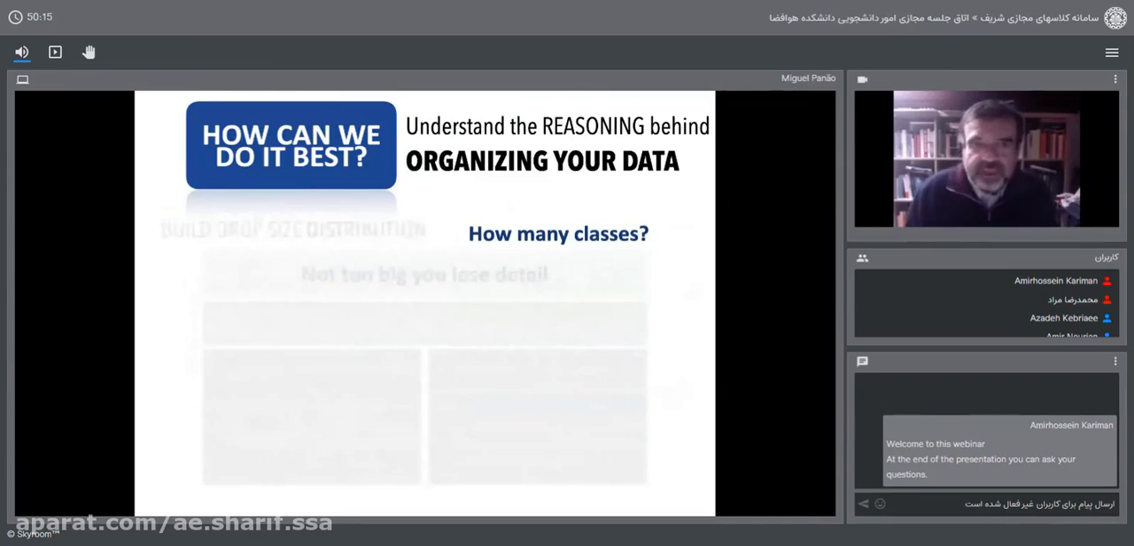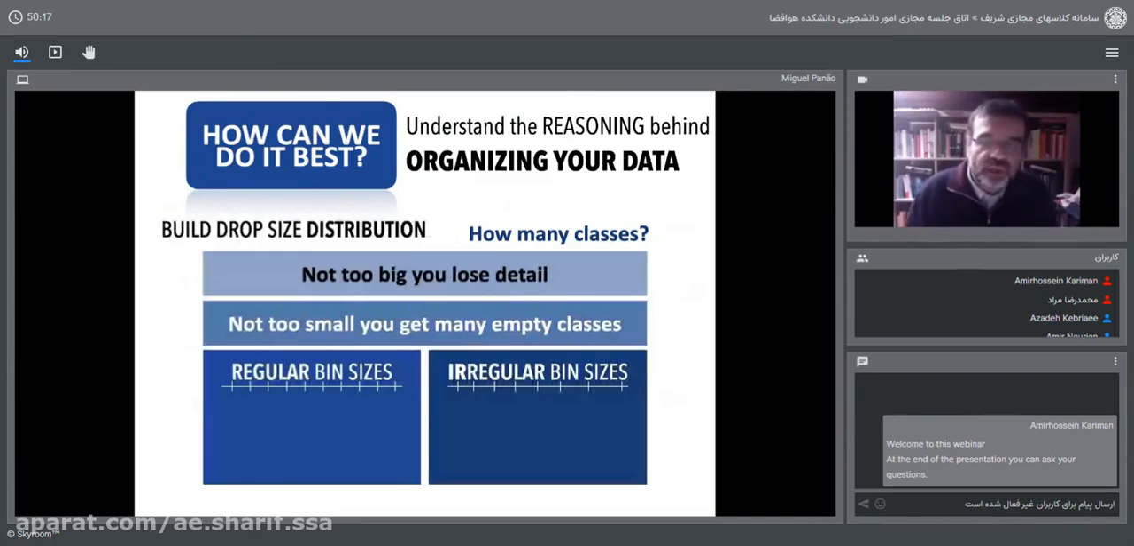And basically, when you build a drop size distribution, how should you choose the bin size? They shouldn't be too big that you lose detail, like the Sturges rule example I showed, but they shouldn't be too small that you get too many empty classes and, as I will show later, some noise. So basically, you have these 2 approaches.